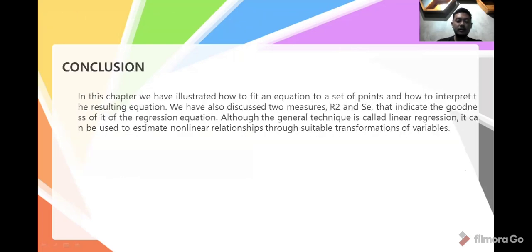Conclusion. In this chapter, we have illustrated how to fit an equation to a set of points and how to interpret the resulting equation. We have also discussed two measures, standard error and R-square, that indicate the goodness of the regression equation. Although the general technique is called linear regression, it can be used to estimate nonlinear relationships through suitable transformation of variables.